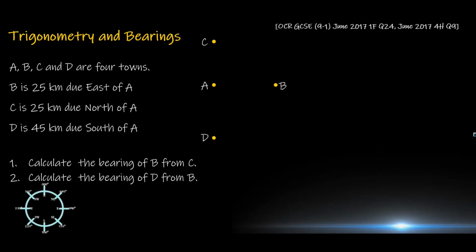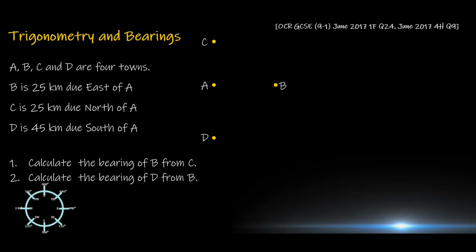In this example, we're going to be looking at a past paper question in OCR GCSE paper June 2017. It says A, B, C and D are 4 towns. B is 25 kilometers due east of A. C is 25 kilometers due north of A. And D is 45 kilometers due south of A. So we're required to calculate the bearing of B from C and also to calculate the bearing of D from B.